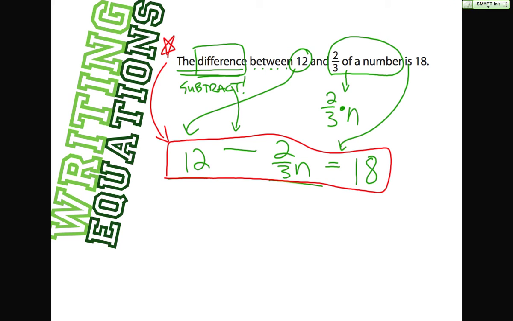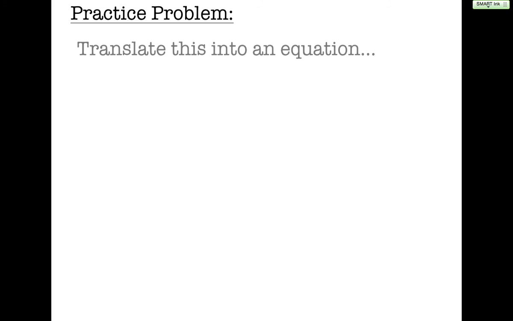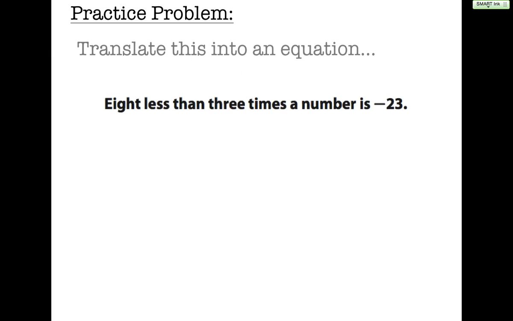So what I would like you to do right now is just try one of these problems on your own, and I want you to translate this into an equation. 8 less than 3 times a number is -23. Go ahead and pause the video, write that down, and translate it.